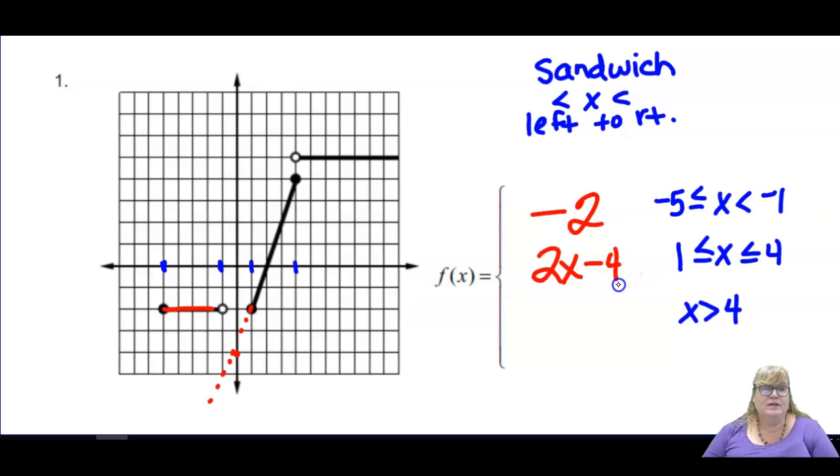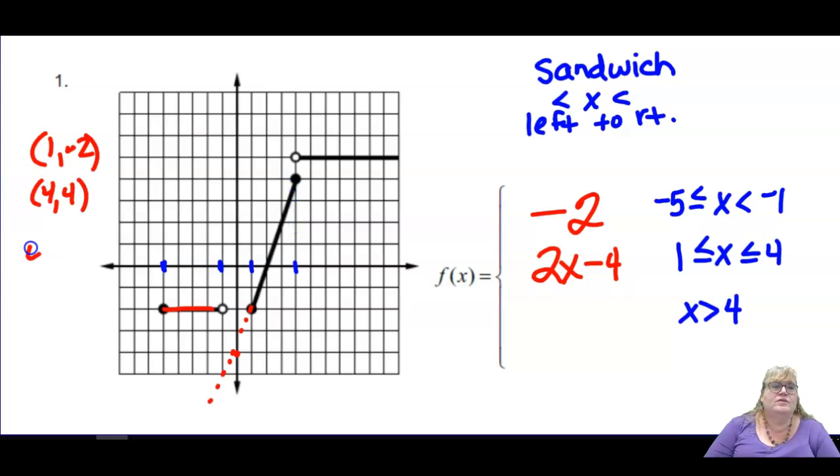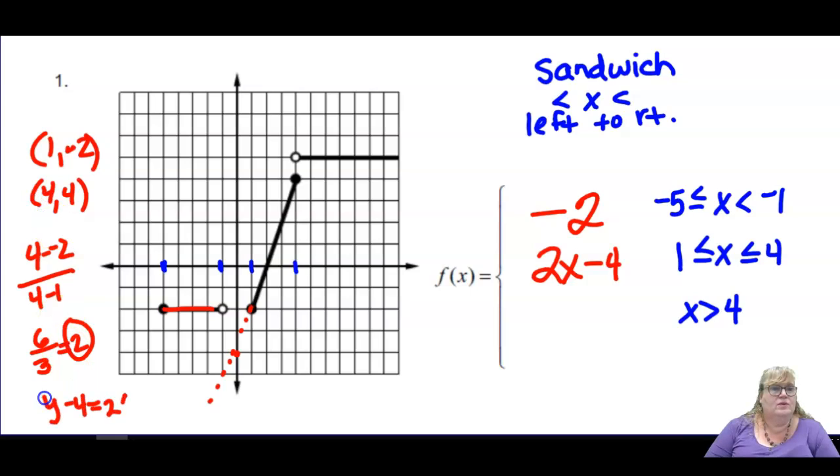The other option would be to write down 2 of the points. We had 1, -2. And it went through at the end up here, 4, 4. And then you could do the slope. And you would get 6 over 3 is 2. And then you could put in point slope.